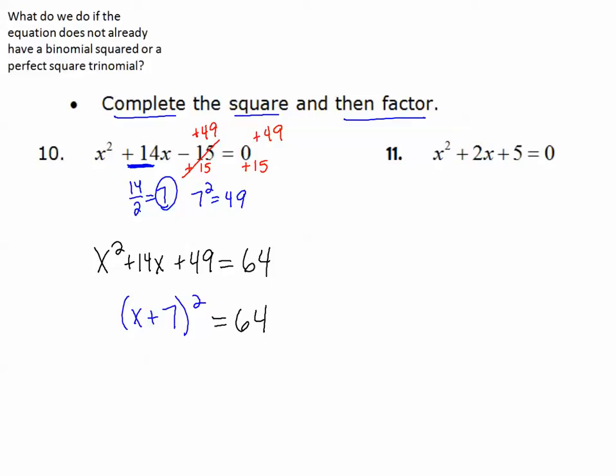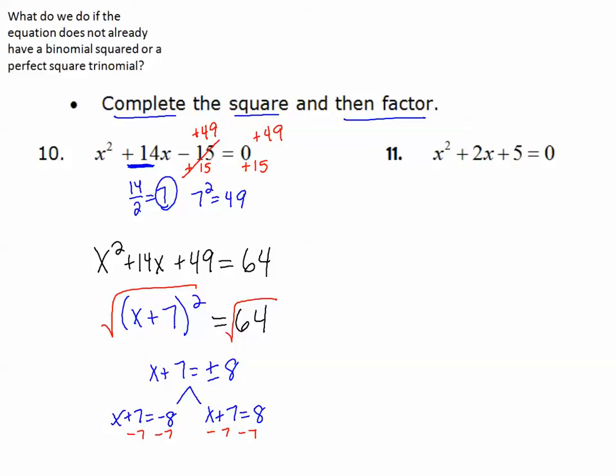Now I want to get rid of the squared, so I take the square root. x + 7 equals positive and negative 8. Two equations: x + 7 = -8, and x + 7 = 8. Subtract the 7 from both sides, both equations, and we know that x equals -15 and 1.